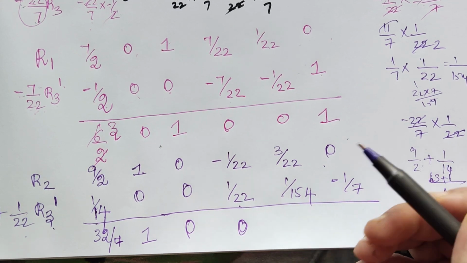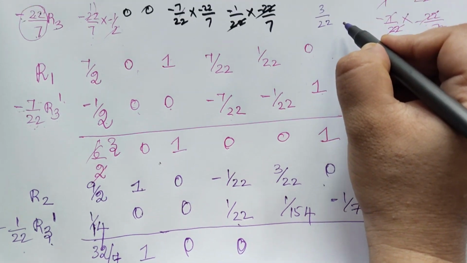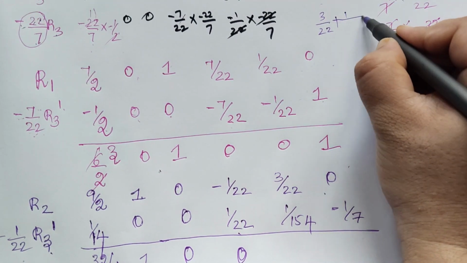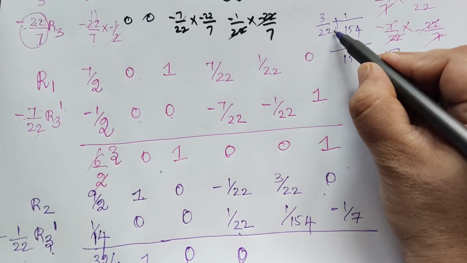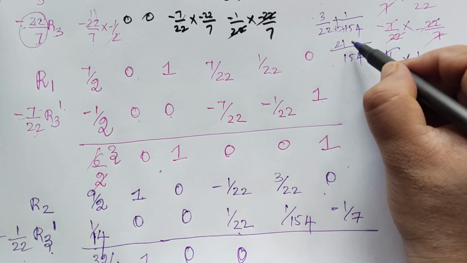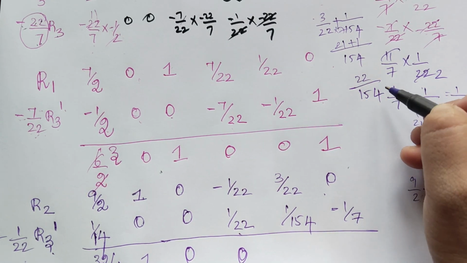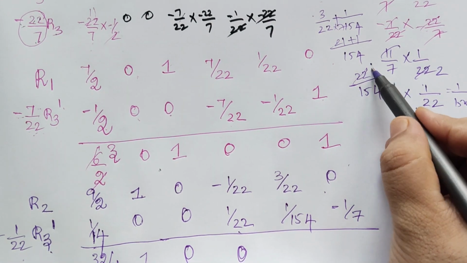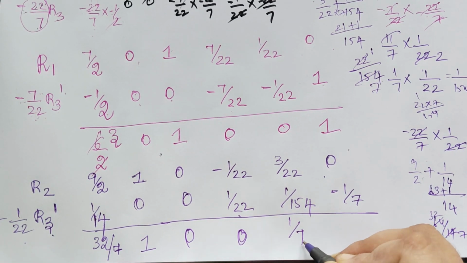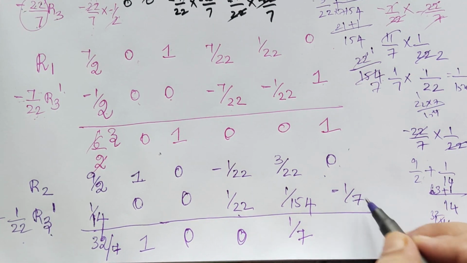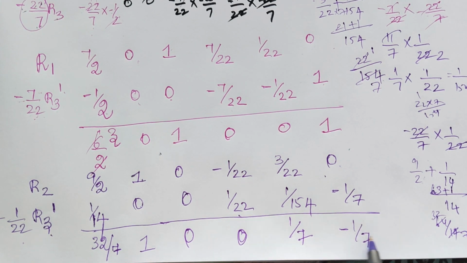And then 3 by 22, so we will do here 3 by 22 plus 1 by 154. The LCM is 154 and this is 7 times. So 3 times 7 is 21 plus 1, which will be 22 by 154. So when we cancel it, 22 1 times and this is 7 times. So 1 by 7. So we get 1 by 7 over here. So 0 minus 1 by 7 is minus 1 by 7. So these are the values of the new row 2 dash.